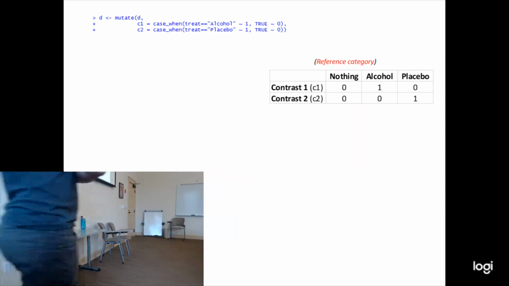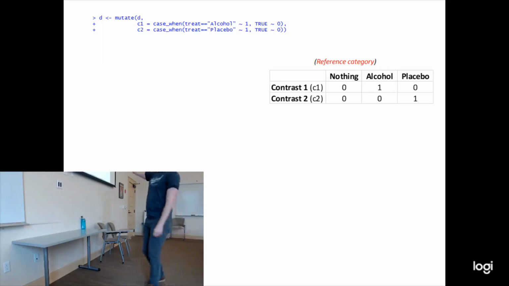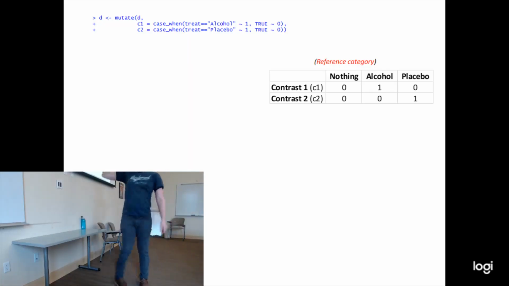Okay, so I have some graphs to show you how this works. But first I want to show you what it is that we've done, what information we've actually captured with these contrasts. So here, all I'm doing is I'm creating two mechanical variables, C1 and C2.